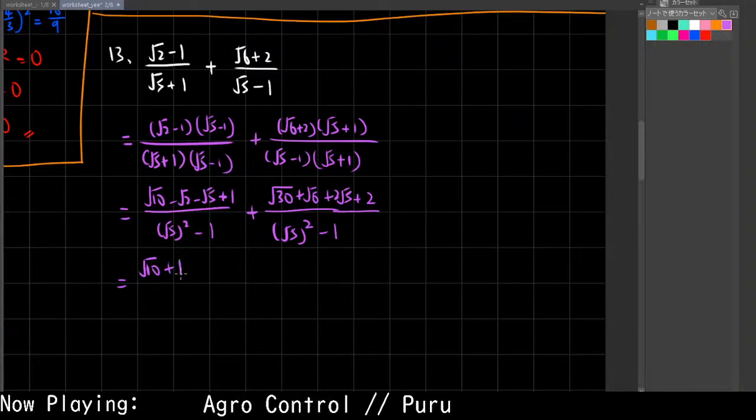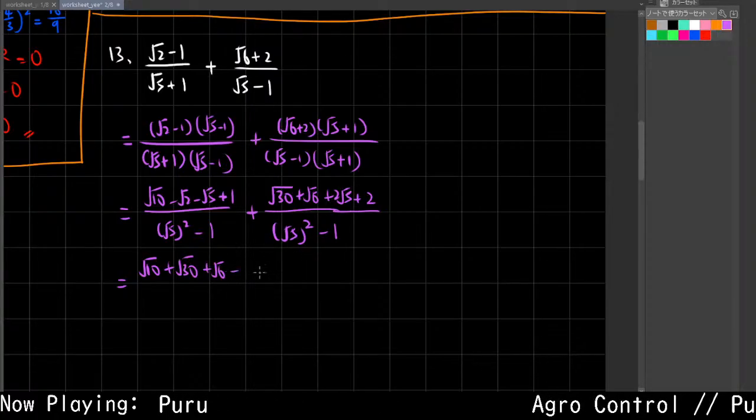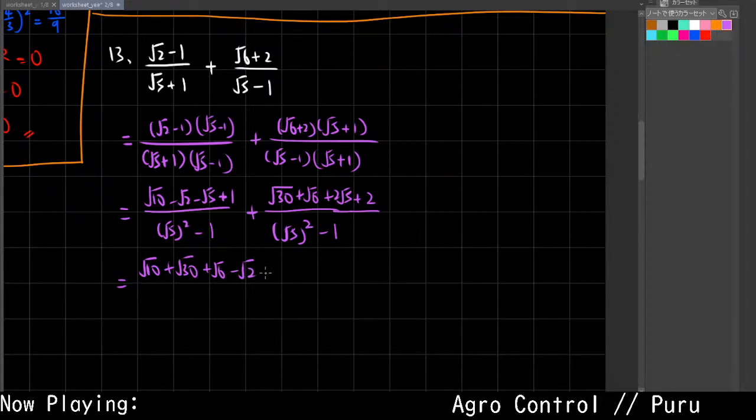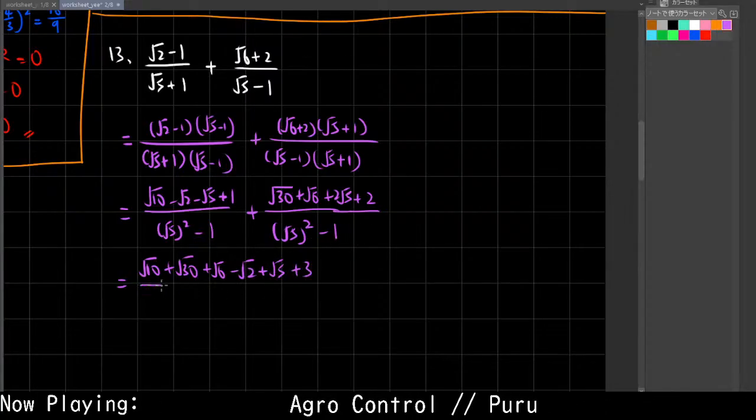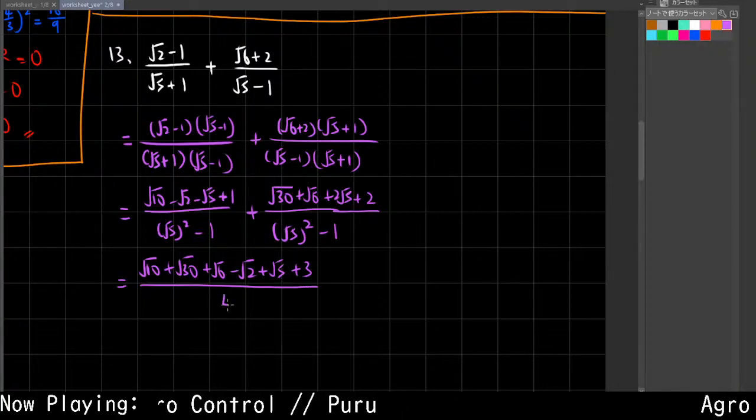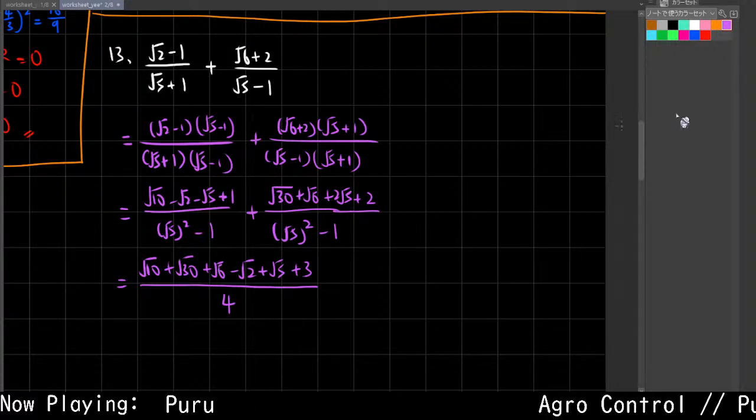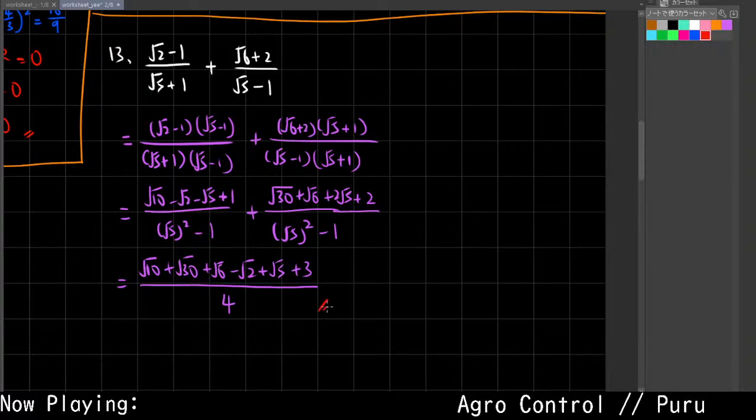This plus this plus square root 6 minus square root 2 plus square root 5. 1 plus 2 is 3. Over the common denominator, which in this case after the expand is actually equal to 4. Nothing else we can do about this, unfortunately. So this will be the answer.